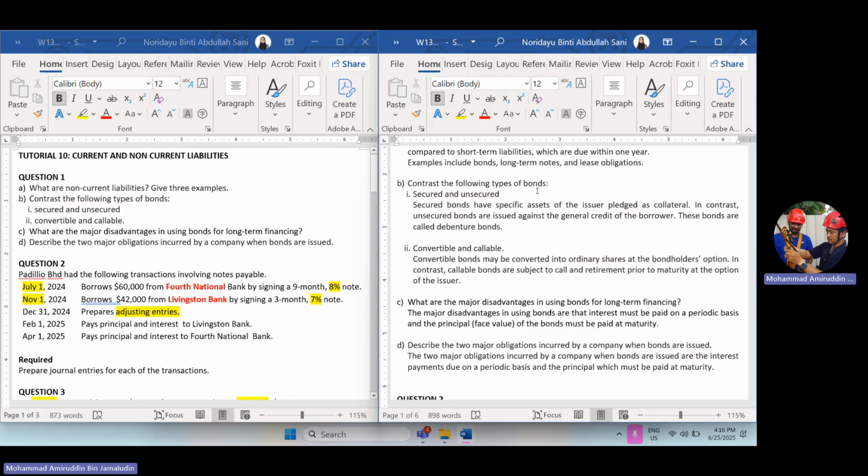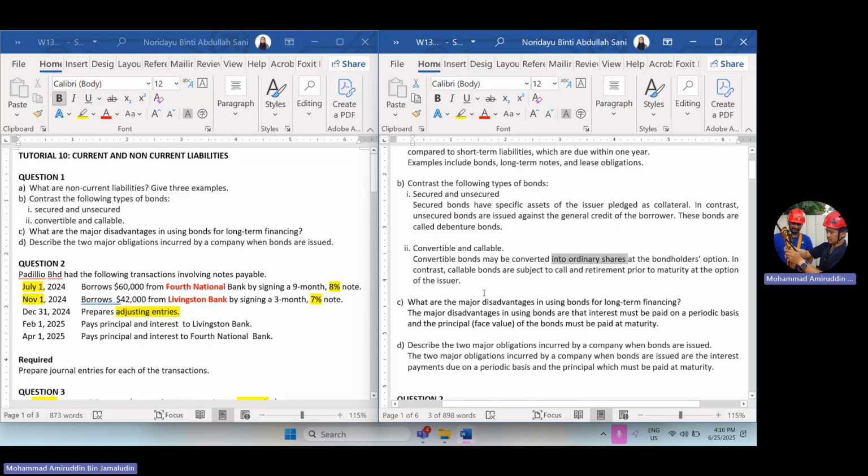Next, convertible and callable. Convertible, it can be converted into other instruments. For example, it can be converted into ordinary shares. Callable, let's say a certain amount is not yet paid by the investor, you can ask the investor to pay, something like our call up shares, the shares issued by the company.